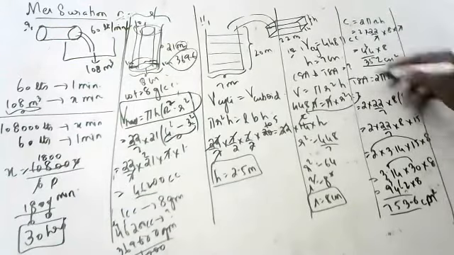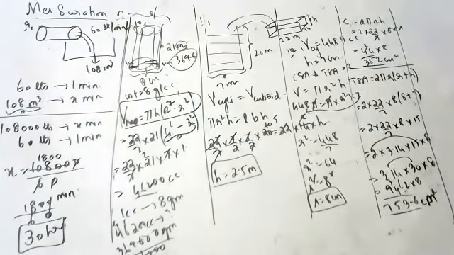What is the TSA of cylinder, children? 2 pi r into r plus h. What is the CSA? 2 pi rh.